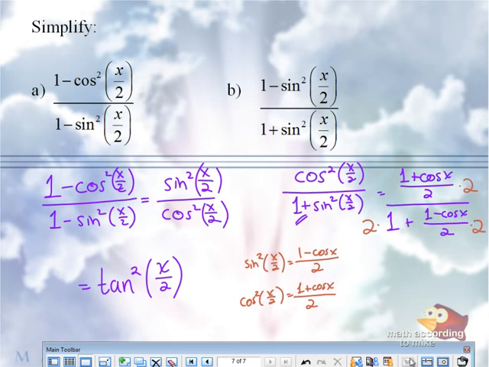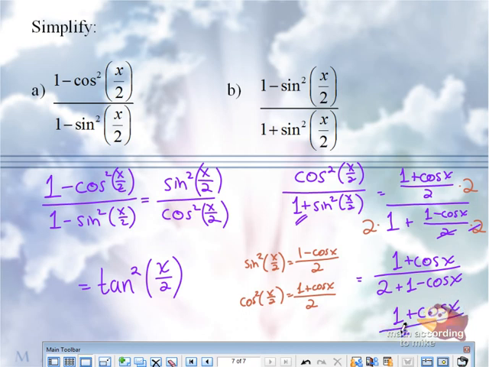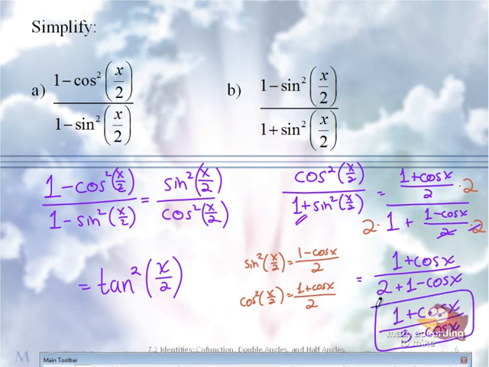So what do we get upstairs? 1 plus cosine of x. Downstairs, 2 times 1 plus 2. And here these 2's cancel. One last line. 2 plus 1, class? Good. Here's a sticker. Sadly, we can't do anything more than that. So it's still a fraction. Wah, wah.